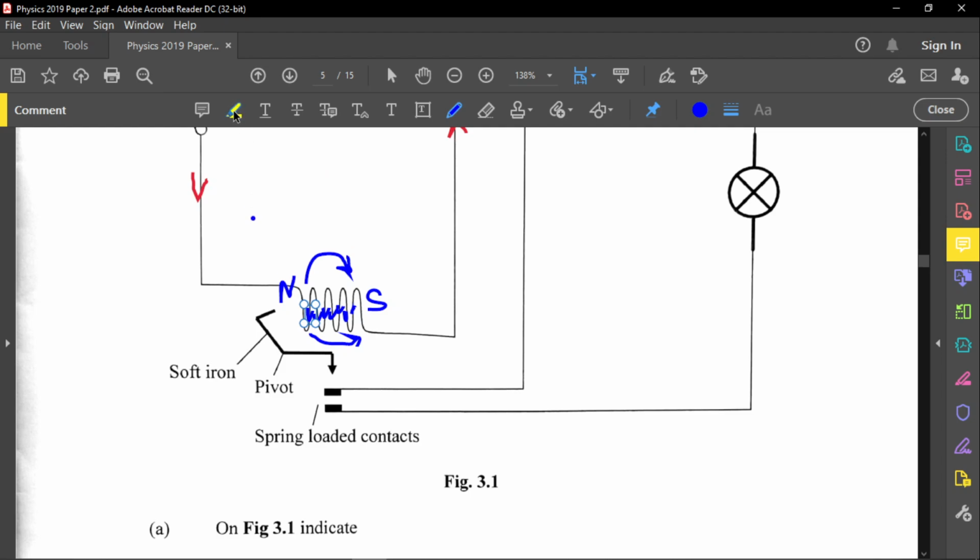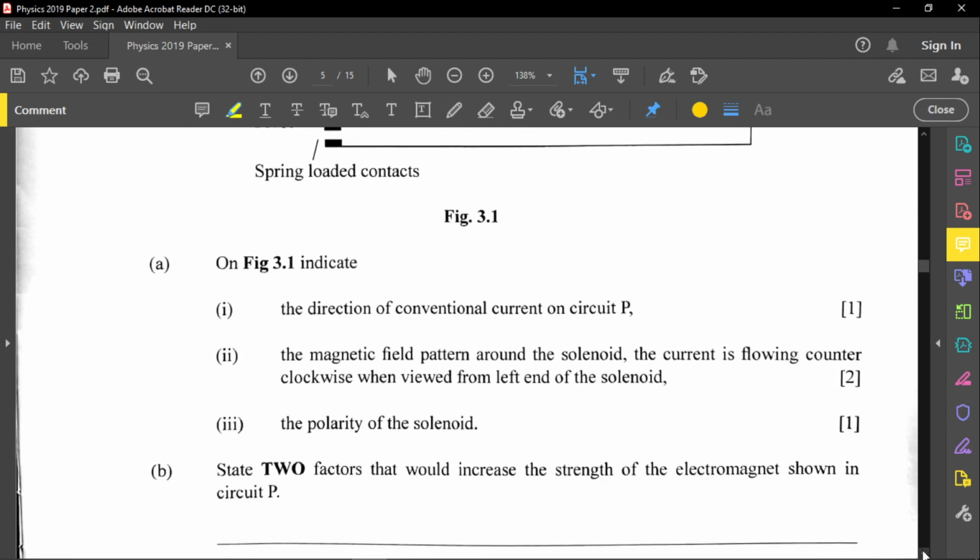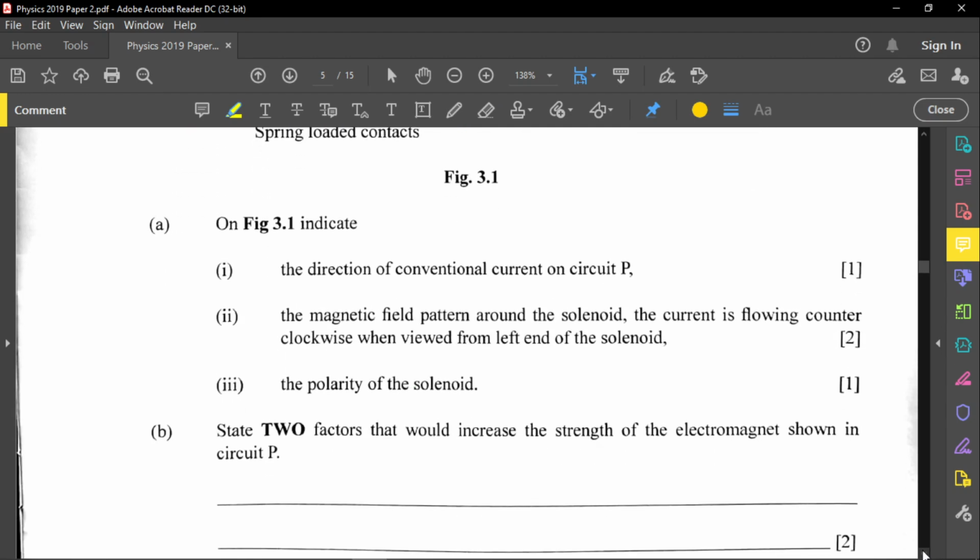The next part they asked us to do, part 3, is the polarity of the solenoid. I just put them in. So it's north and south pole. That is great. We covered that as well. Awesome. We have covered that.